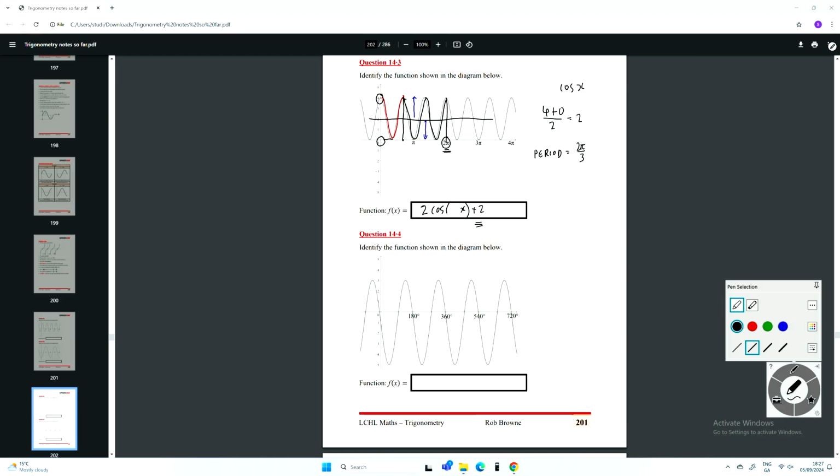That's 2 pi over 3. So now to find this number in here, I divide a full circle by the period. So 2 pi, a full circle, divided by 2 pi over 3. If you do that using your calculator, you get the answer 3. So that number in there is 3. It's the period of the graph divided into a full circle. So that function there is 2 cosine 3x plus 2.